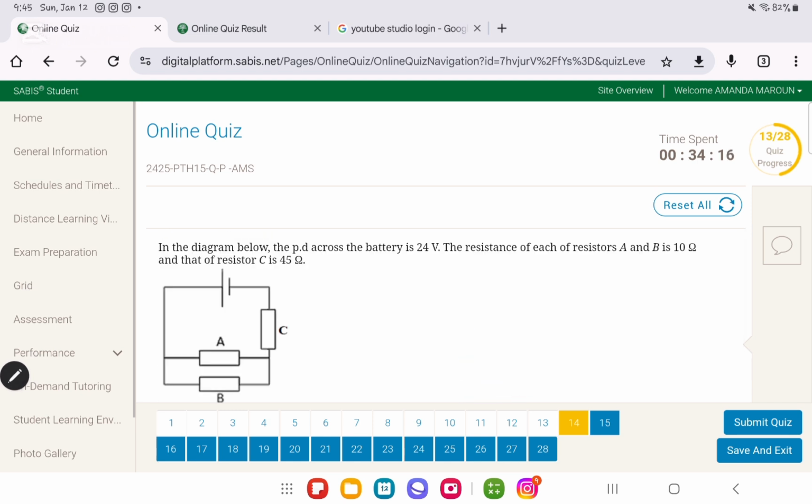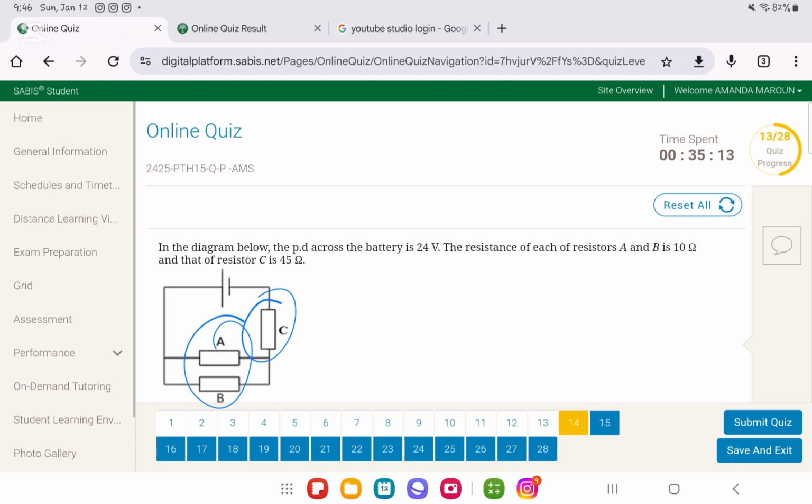In the diagram below, the potential difference across the battery is 24 volts. The resistance of each of resistors A and B is 10. And we are given resistor C. They ask us for the current through resistor C. So what we can do here is create a collective total resistor. What does it mean? We have A and B, they are parallel. We can make them into one resistor. First, let us make them into one resistor.